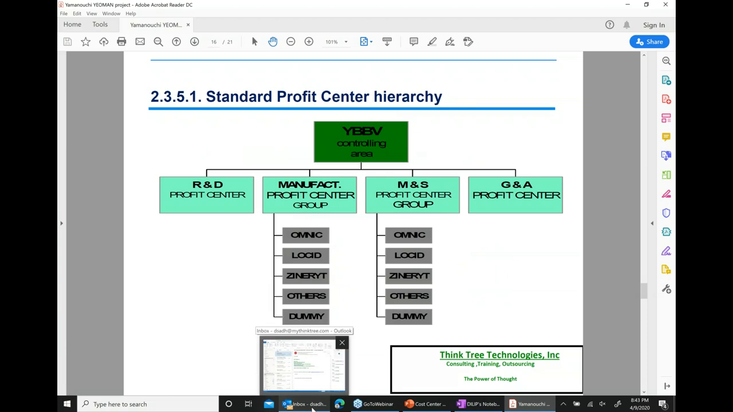Now, there is a cost center, and there is also a term called profit center. Okay. Now, what is the cost center, and what is the profit center? So, a cost center accumulates the cost. Different kinds of cost you can assign to a cost center.